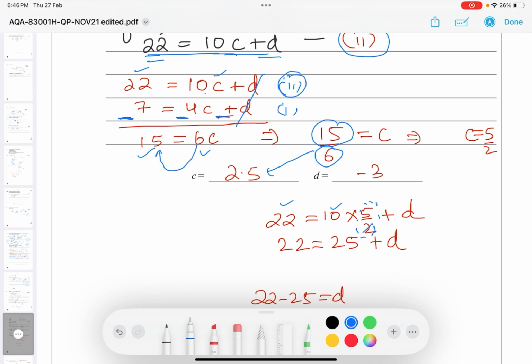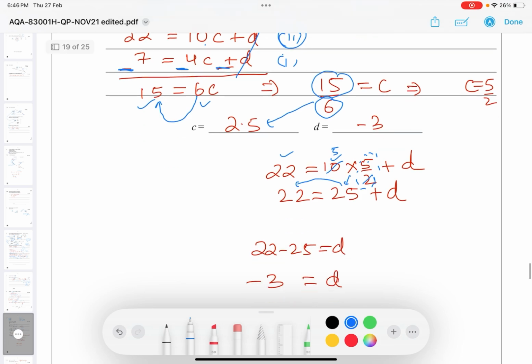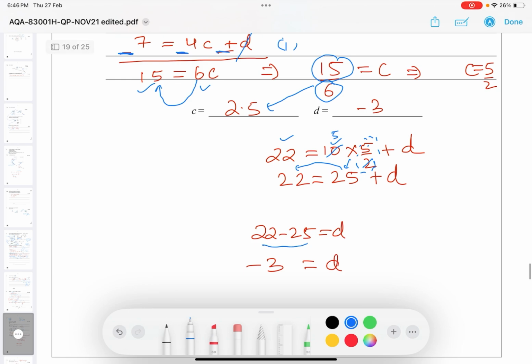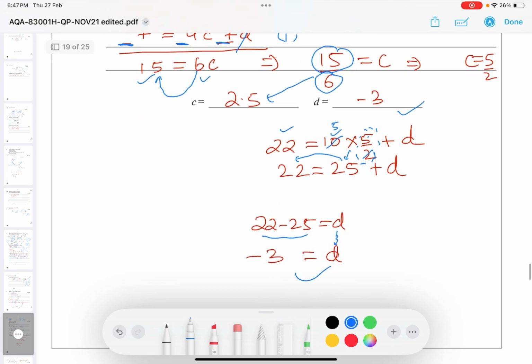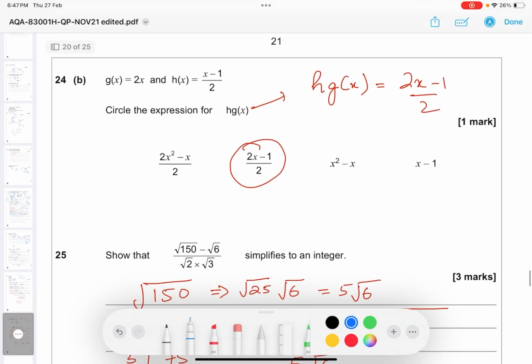And 2 times 5, 5 times 5 is 25. And we will send this 25 to the other end. So it would be 22 minus 25. The value of D is negative 3. So we got both of their values. Very good, learners. Let us move on to the next question.